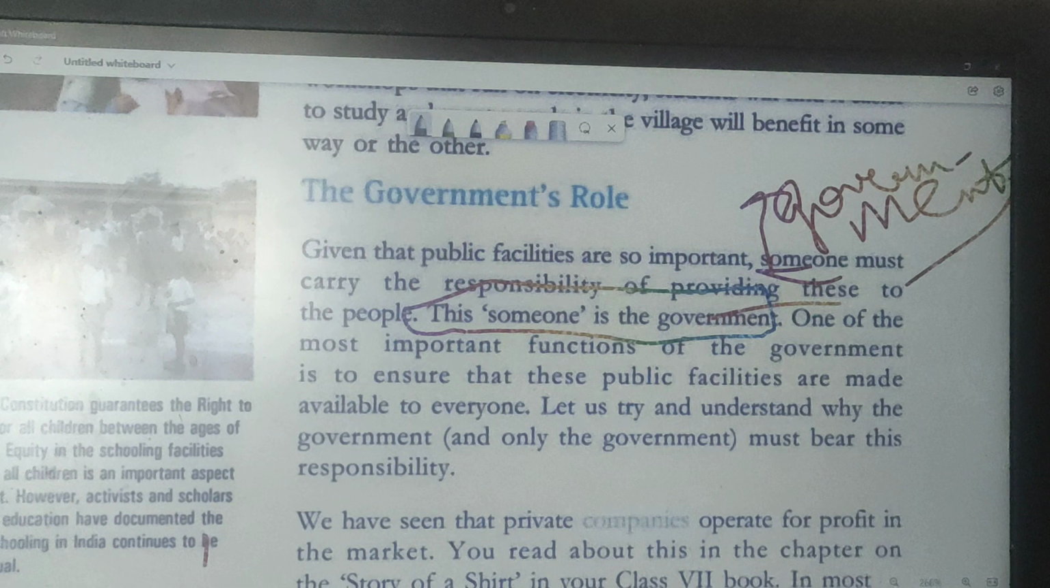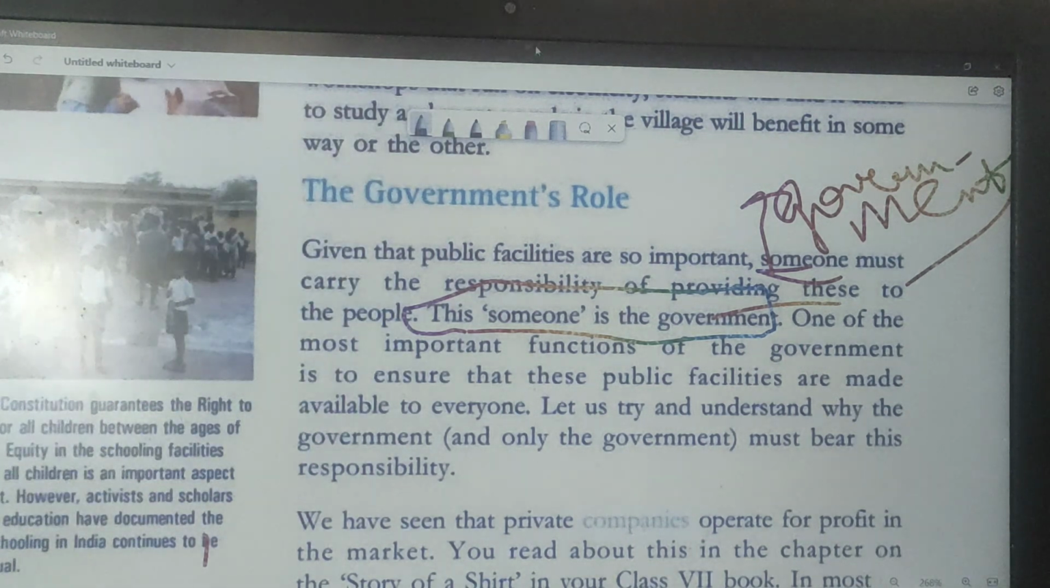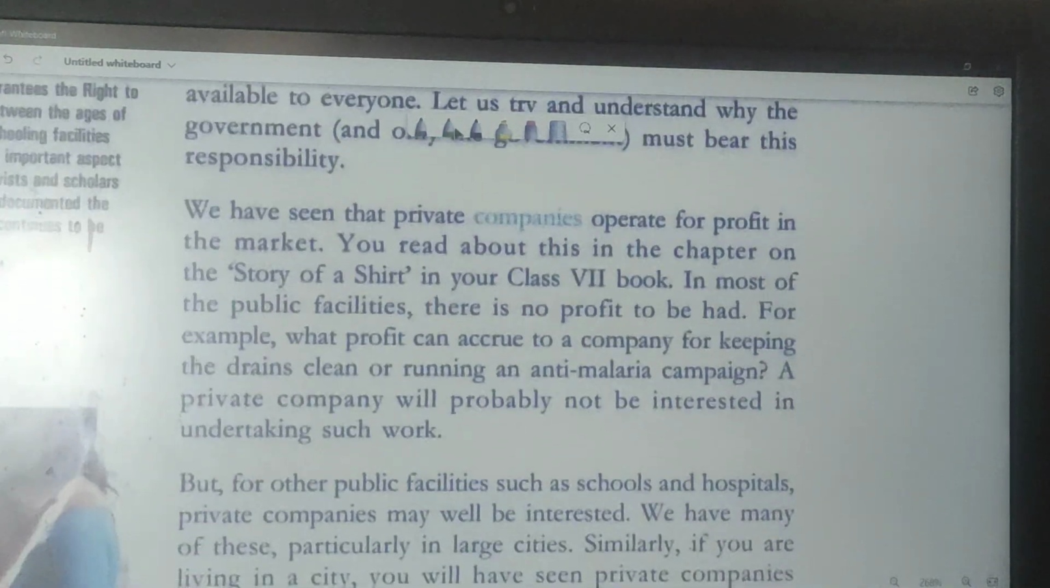Now, one of the important functions of the government is that they should ensure that public facilities are available to everyone. Now, we are going to try and understand why only the government should bear this responsibility. Why can't we all bear this responsibility? Correct? Is it clear? Okay. Now the next one.